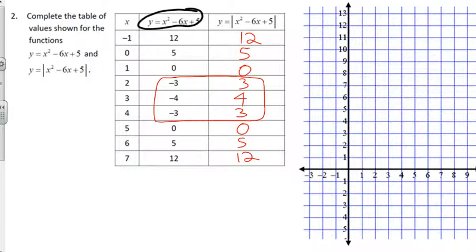So we'll do the original in a thin purple line. Okay, negative 1, 12, 0, 5, 1, 0, 2, negative 3, 3, negative 4, 4, negative 3, 5, 0, 6, 5. We're just getting symmetrical now about the axis of symmetry, right, which runs through 3. And then 6, 7, 12.